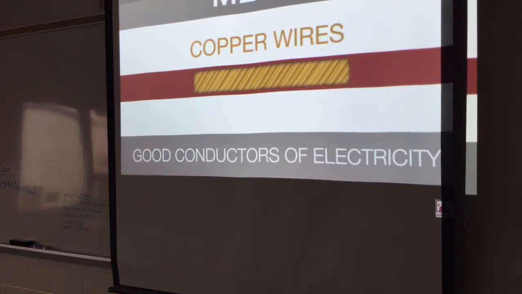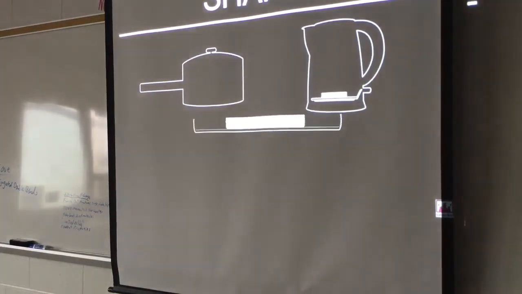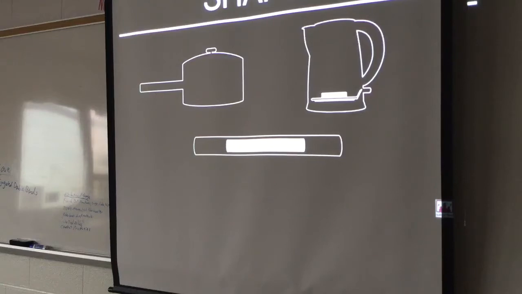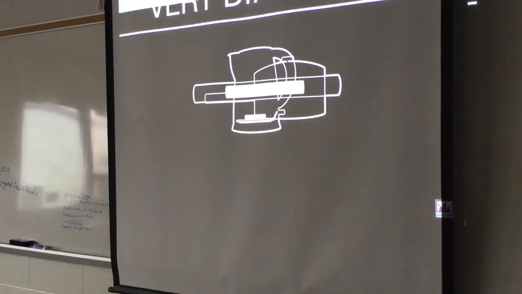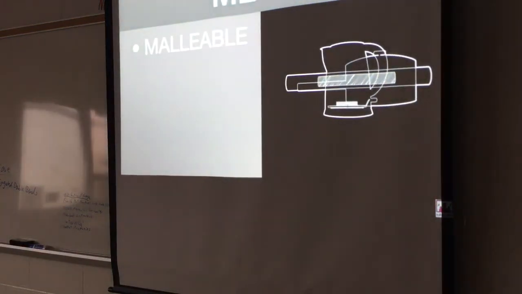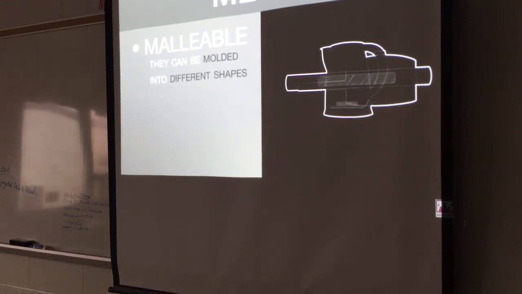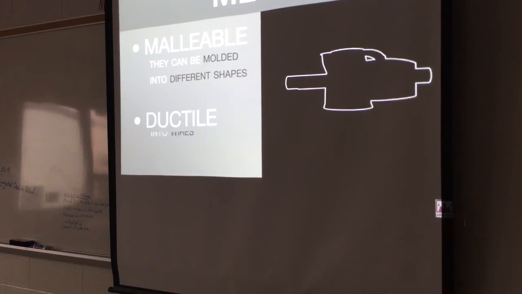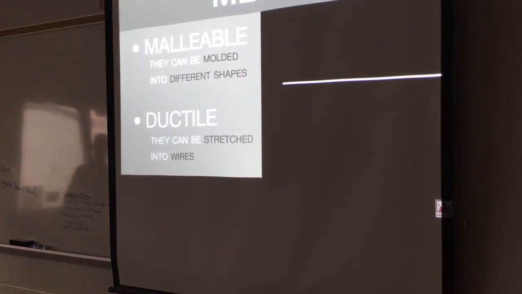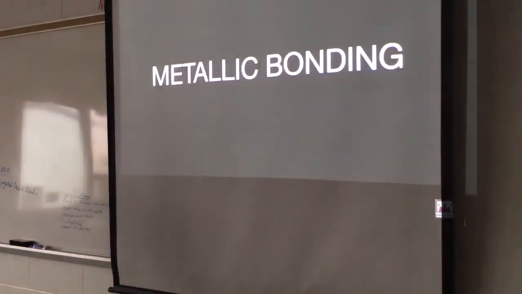of rubber. Think about the shapes of the everyday objects we described. The pot, the heating element inside the kettle, and the copper wires. Notice that they are very different. Metals are malleable. This means that they can be molded into different shapes. Metals are very ductile. This means that they can be stretched into wires. To fully understand these properties of metals, we must understand metallic bonding.